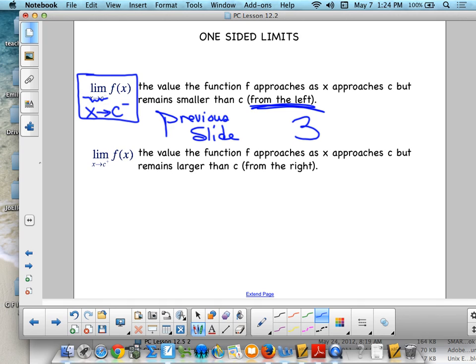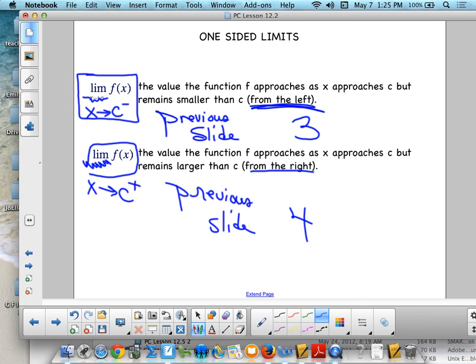Okay. This one says now, if there is a limit, you got to approach c from the right. So this one says, evaluate the limit of f of x as x approaches c. I hope you have a plus sign there, don't you? Yep. Okay, so this says from the right, from the positive side. I shouldn't say from the positive side. I should say just from the right of c. Well, on the previous slide, what was the answer? 4. Yeah, previous slide, the answer was 4. 3 from the left, 4 from the right.